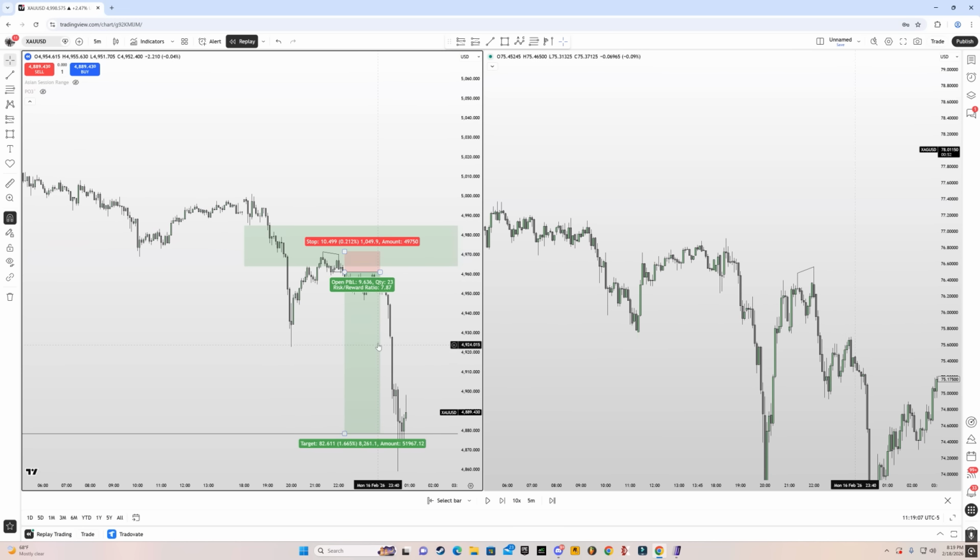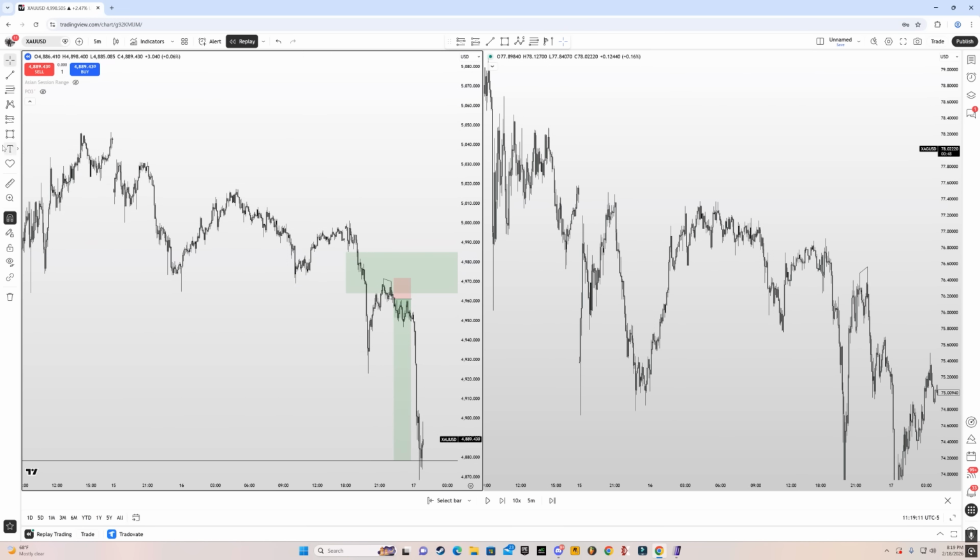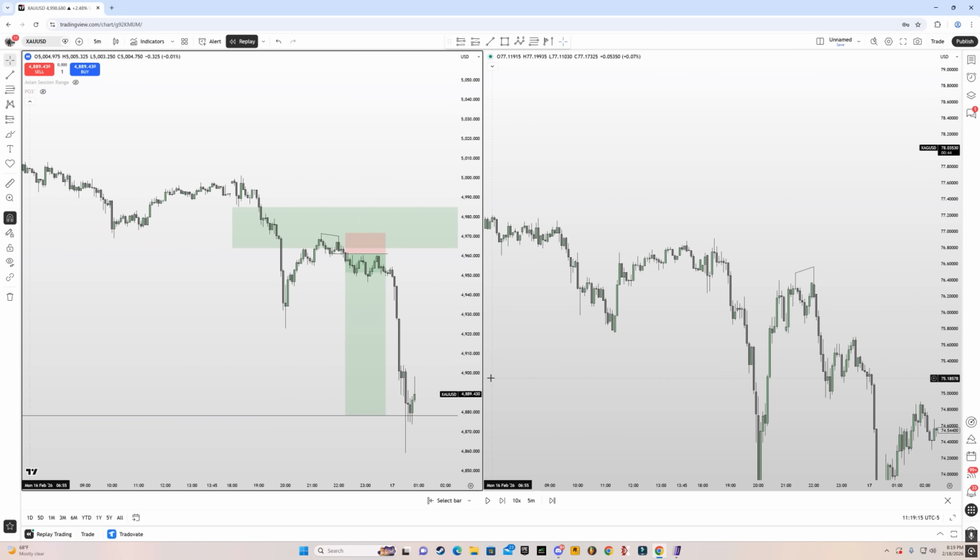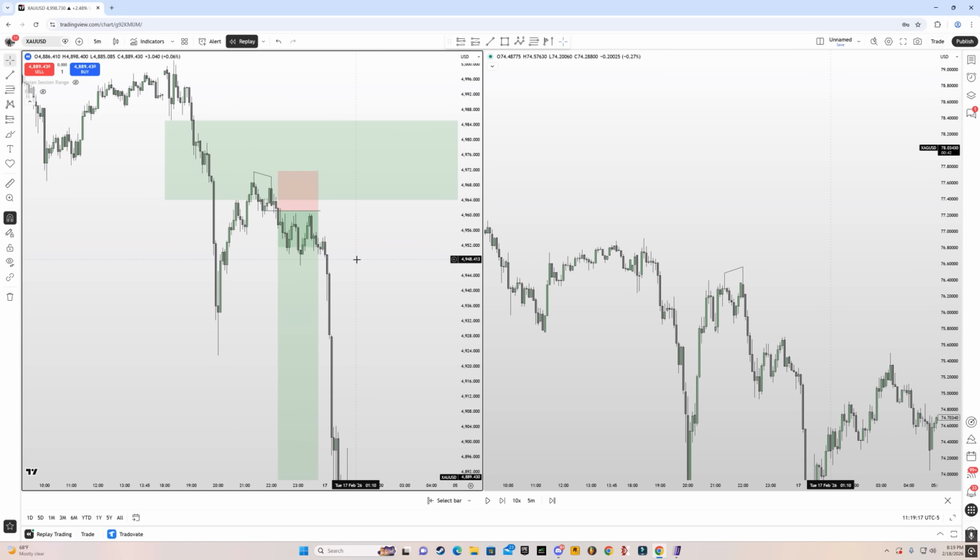Pretty simple, guys. Look at this. We tap into the hourly fair value gap, 5-minute SMT. We know the direction of the market. It is clearly bearish, right? And that is A+. Let's move on to the next example.